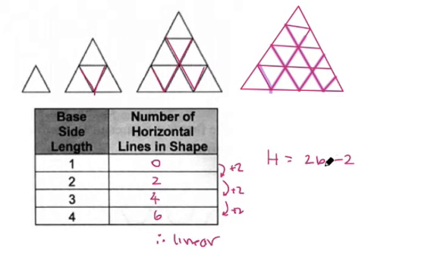So our first one, we plug in 1, and we get 2 minus 2, so 0. If we plug in 2 here, we get 4 minus 2, we get 2. If we plug in 3, we get 6 minus 2 is 4, and so that works here.